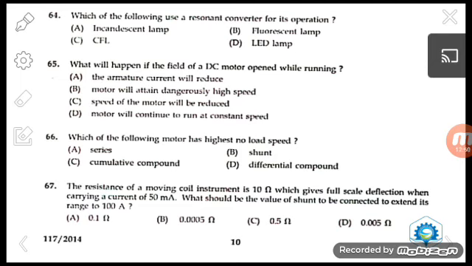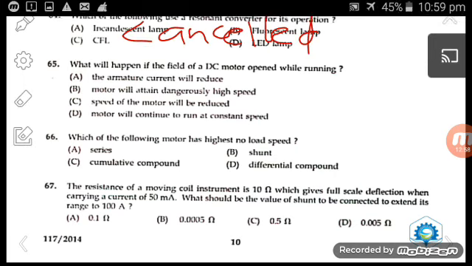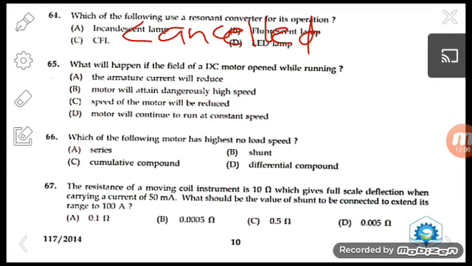And the next question is, which of the following uses a resonant converter for its operation? So this question is also cancelled by the PSC in its final answer key. The next one is, what will happen if the field of a DC motor is opened while running? So we know that for the speed of a DC motor, the equation is N directly proportional to Eb by phi.